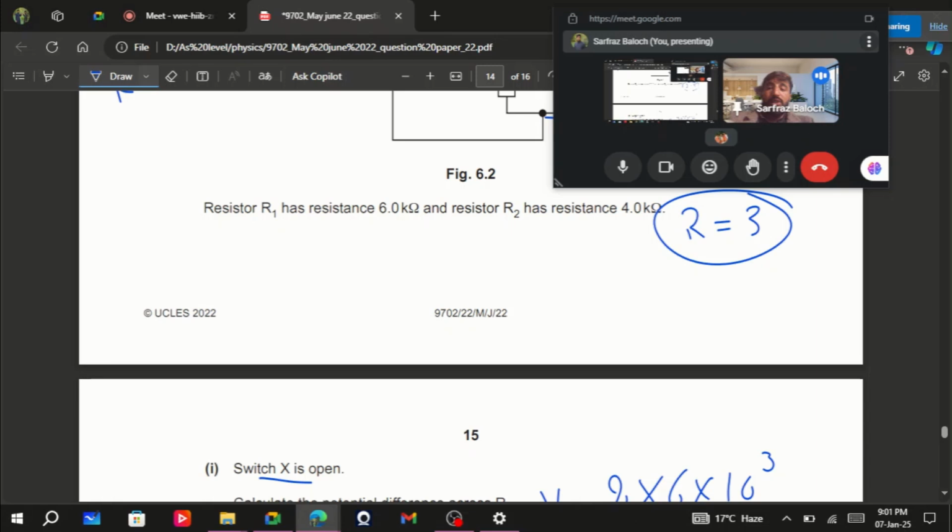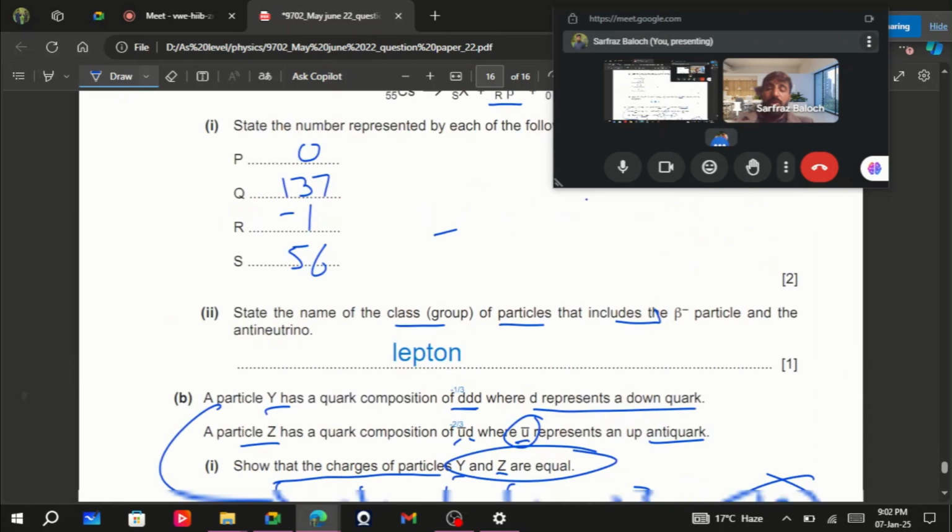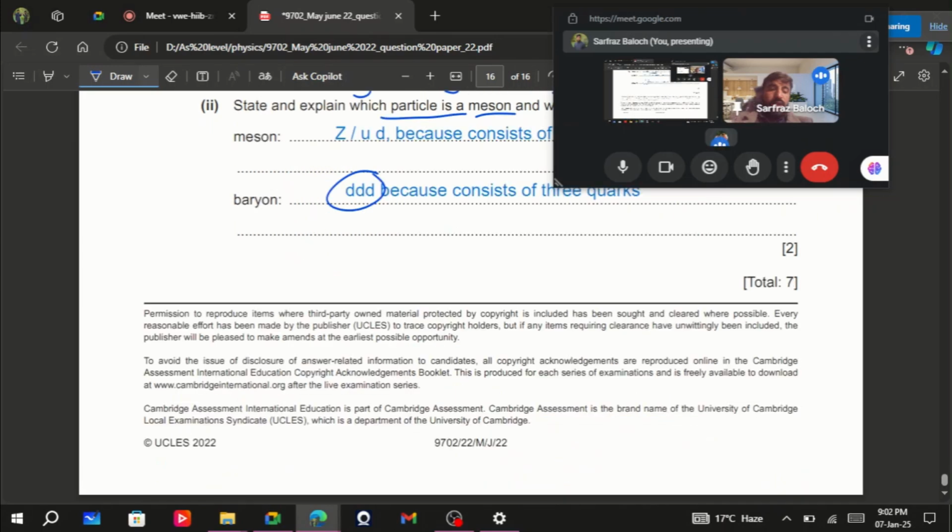Next, all about particles: leptons, hadrons, beta decay, beta negative decay, beta positive decay, fundamental particles. So we have also done this. Is there any question here?